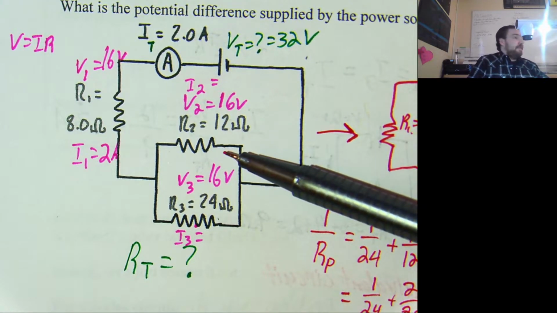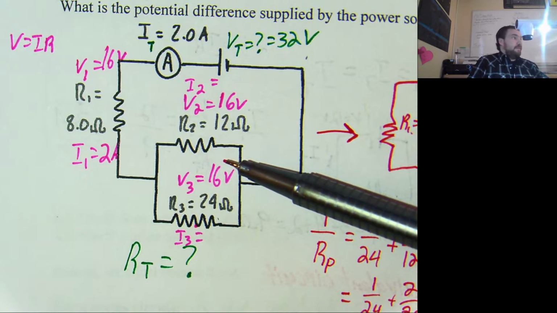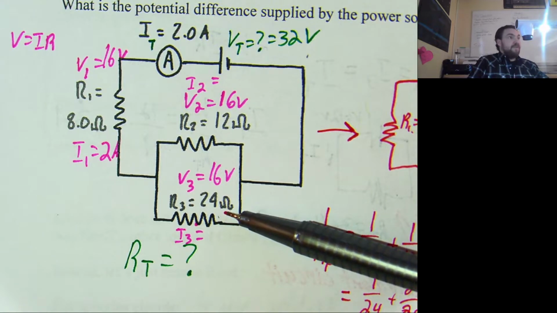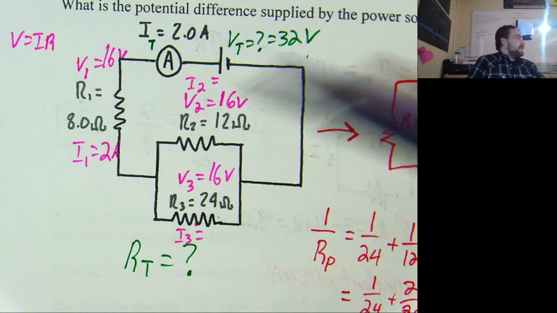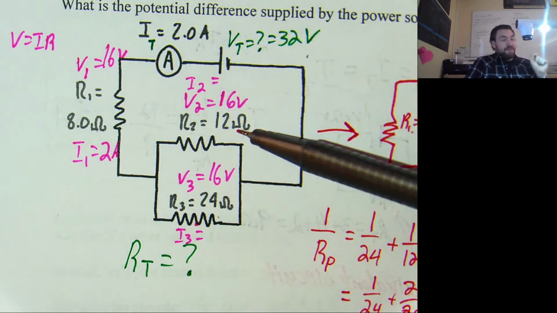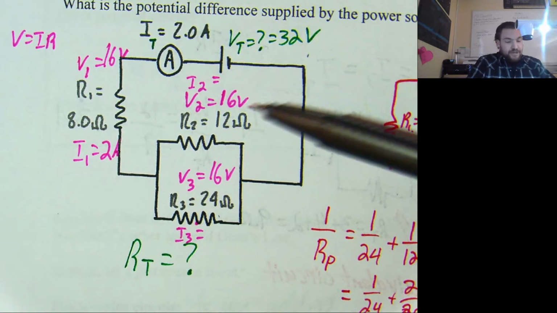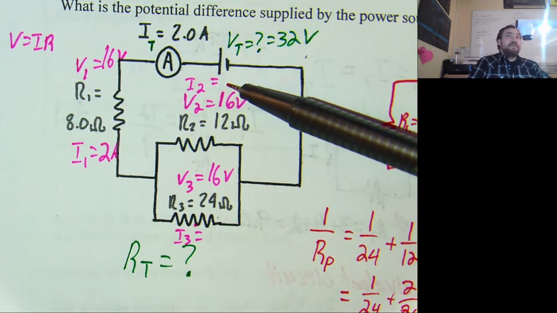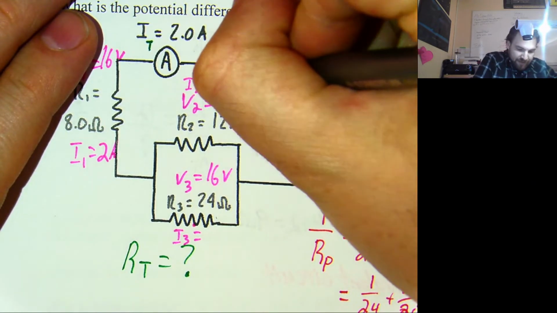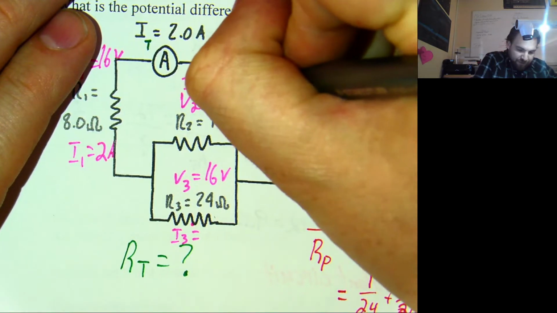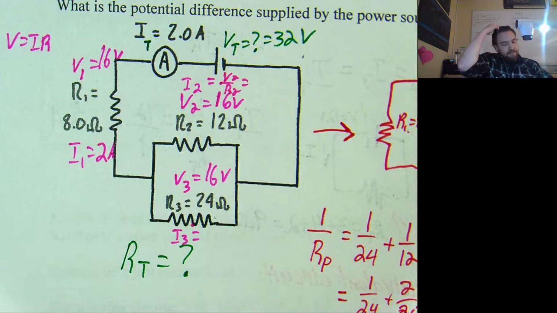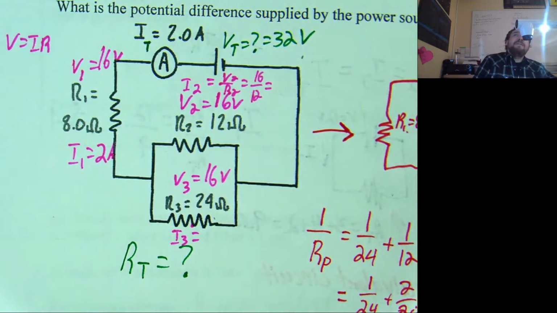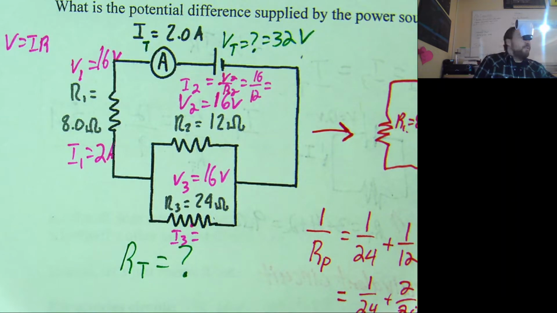More of them are going to go down which path? The 12 ohm path or the 24 ohm path? The one with more resistance or the one with less resistance? Less resistance. Lower resistance means higher current. So I can use my relationship from before, I equals V over R, to figure out how much current goes through here. I2 is going to equal V2 over R2, which is going to be what? 16 over 12, which is going to be 1.3 repeating.